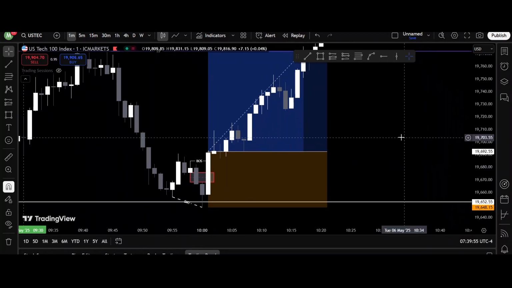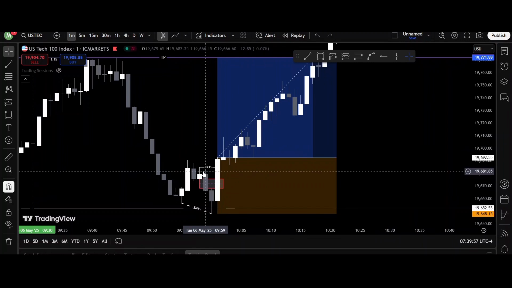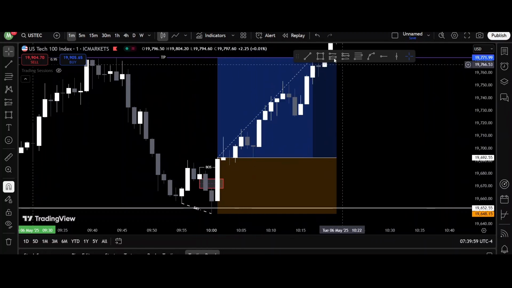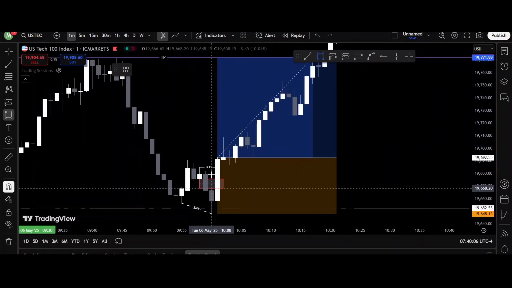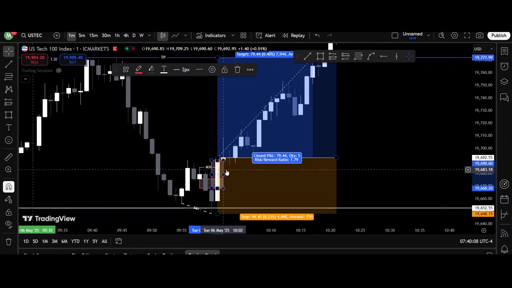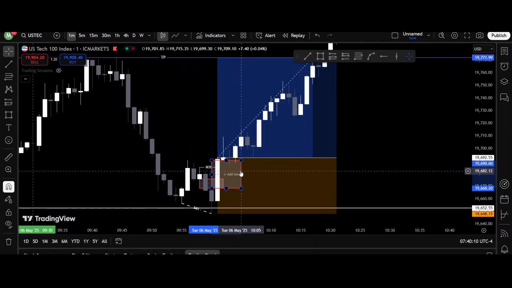Anyways, if there was another trade I could have taken, I didn't, because I would still consider it a higher risk trade and an earlier trade.